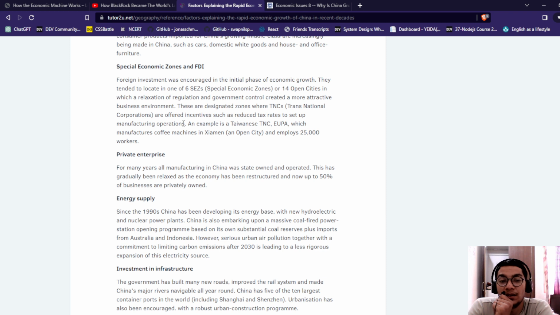These are designated zones where TNCs, transnational corporations, are offered incentives such as reduced tax rates to set up manufacturing operations. An example is Taiwan's TNC UPA, which manufactures coffee machines in an open city and employed 25,000 workers. Wow.